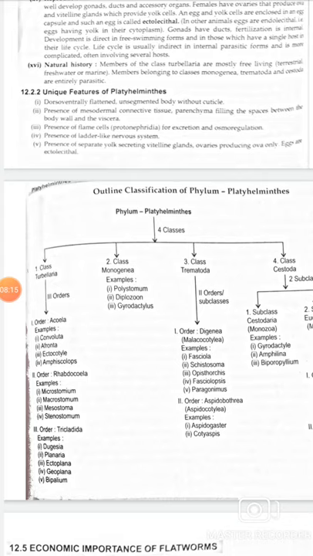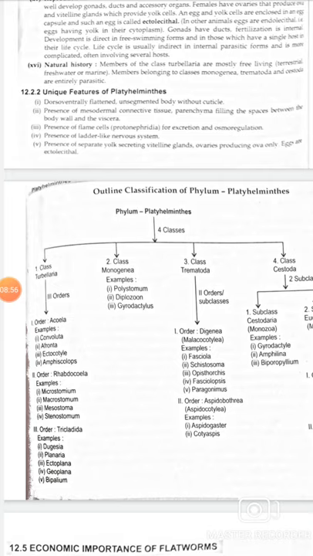Next, we go for the outline of the classification of phylum Platyhelminthes. The phylum Platyhelminthes includes four classes. So what are these four classes? Class 1 is Turbellaria, class 2 is Trematoda, class 3 is Cestoda. Now the first class Turbellaria includes three orders. The first order is Acoela, second is Rhabdocoela, and third is Tricladida.